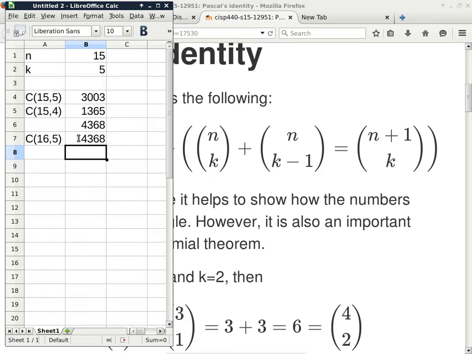N is the depth and K is the column? Correct. Well, sort of. It's the number on the row. And either one can start with 0. All right.